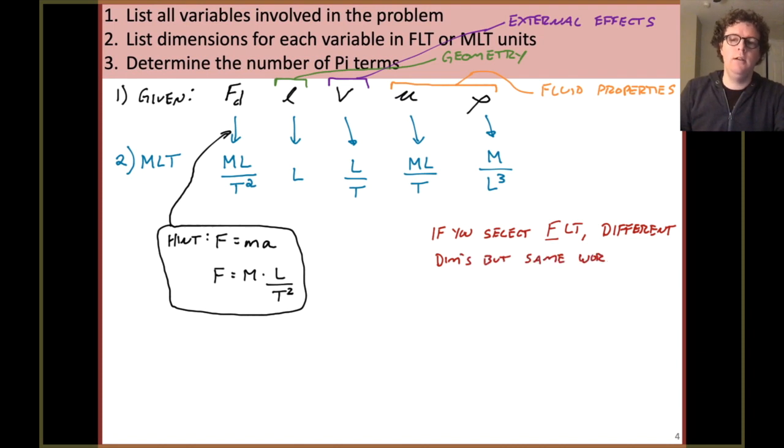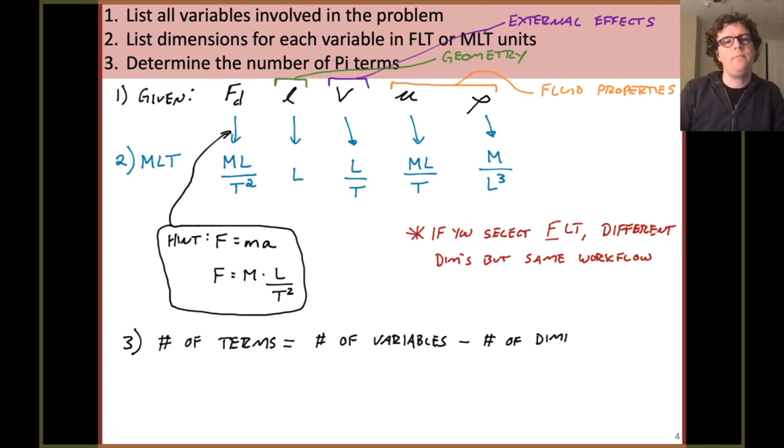Now, I just want to note here, and you can see me writing in red, if you decided to work this problem in FLT units instead of MLT units, you would diverge from my workflow here. It is absolutely acceptable to do that, but if you do, then your fluid properties are going to need to be expressed not with masses in those terms, but with forces in those terms. And so that is absolutely an option, and Buckingham's pi theorem will end up at the same result. In this problem, I picked MLT. I have no basis for picking one or the other. That was just a somewhat arbitrary decision I made.